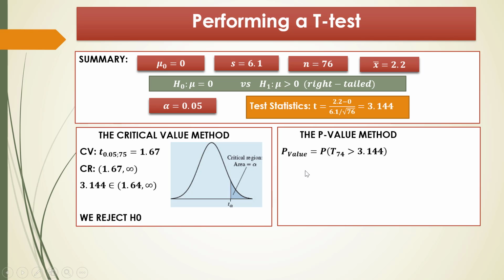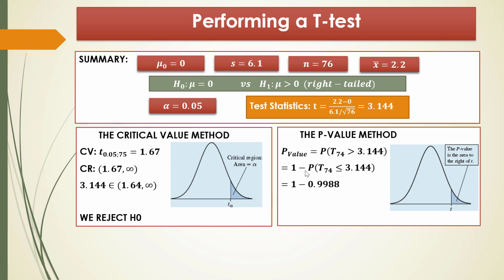By the p-value method, here we have a right tail test. So the p-value is the area to the right of the test statistic under the student t curve. And it is equal to 1 subtract the area to its left. And the p-value in this case is 0.0012, which is sufficiently small, very small. This is strongly smaller than alpha. So we strongly reject the null hypothesis.